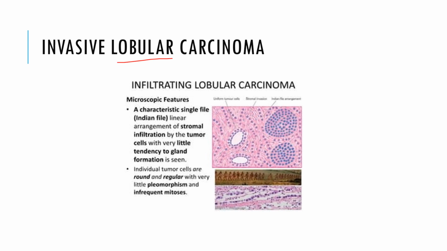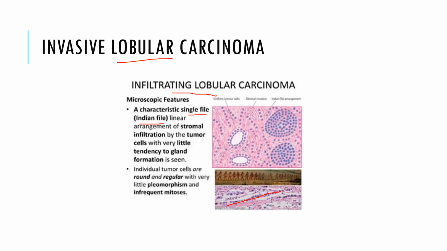Then invasive lobular carcinoma, or infiltrating lobular carcinoma. It has a characteristic single file or Indian file arrangement of stromal infiltration by the tumor cells with very little tendency to gland formation. So this is called the Indian file pattern of the cells. See, this is called Indian file pattern. Individual tumors are round and regular with very little pleomorphism and infrequent mitosis.